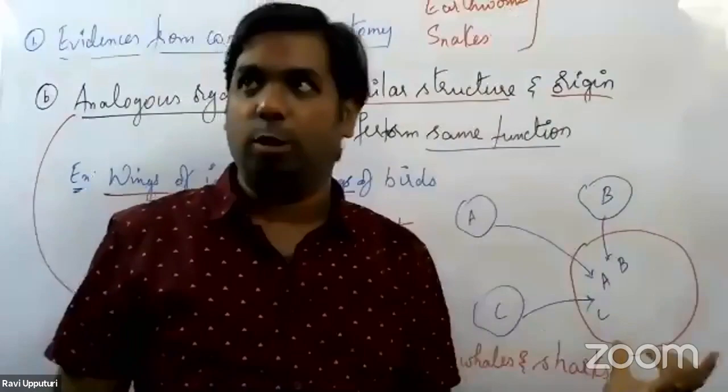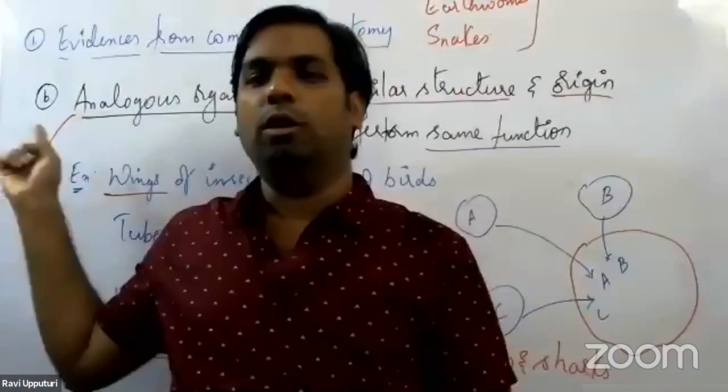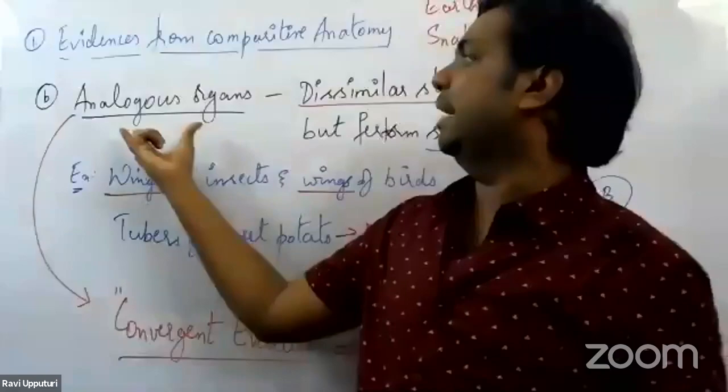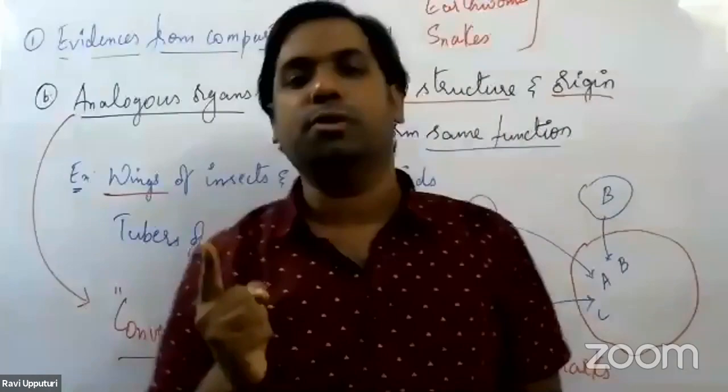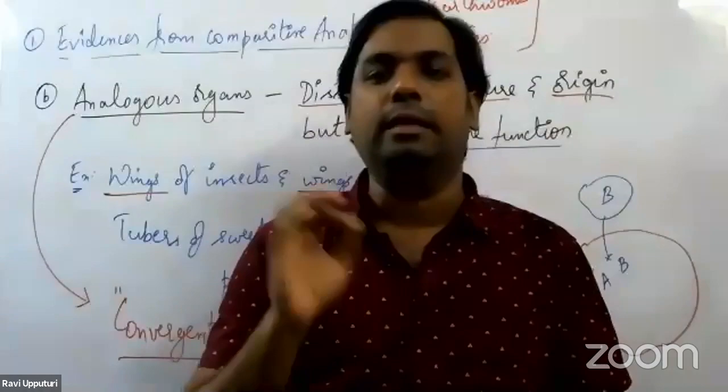So homologous organs would lead to divergent evolution. Analogous organs would lead to convergent evolution. So this is what we have with the second type of organs, with regards to evidences from comparative anatomy. Two different types of organs we have seen so far today: one is called the homologous organs and the other one is called the analogous organs. So we started discussing evidences for biological evolution.